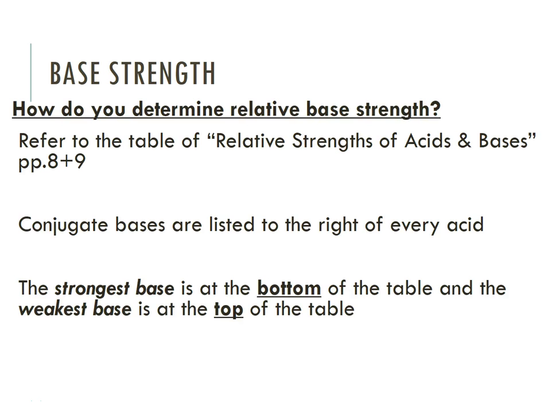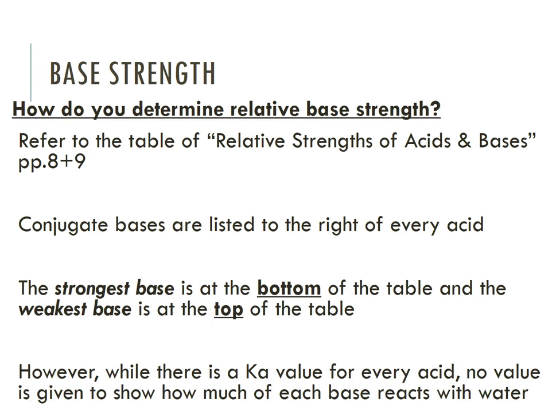Bases are listed on the acid-base table from weakest to strongest. The Ka value is listed for every acid, but no value is given to show how much the conjugate bases will react with water.